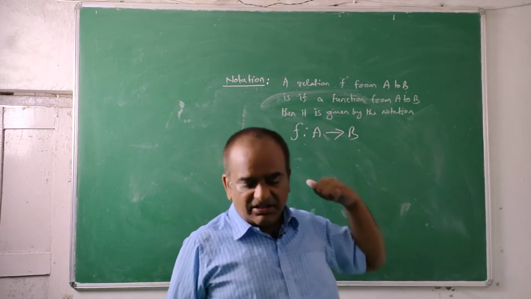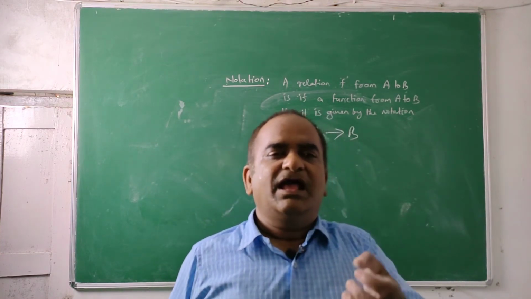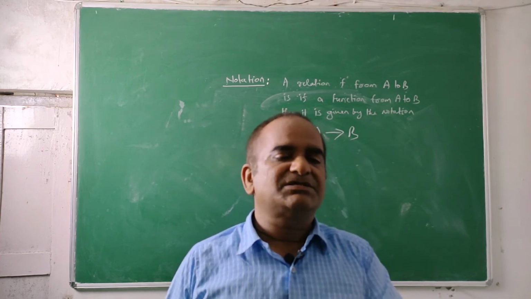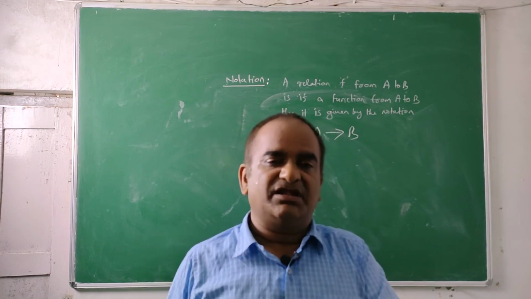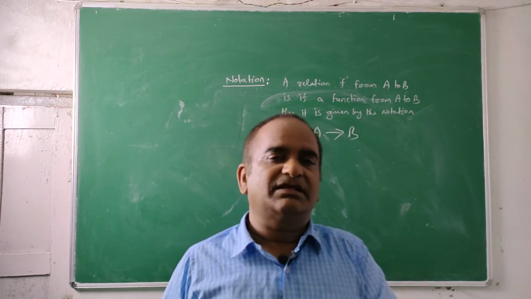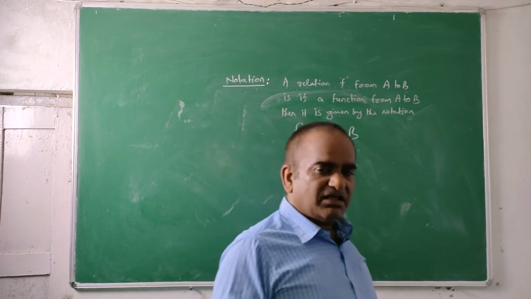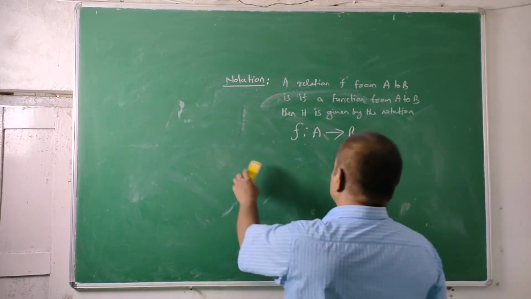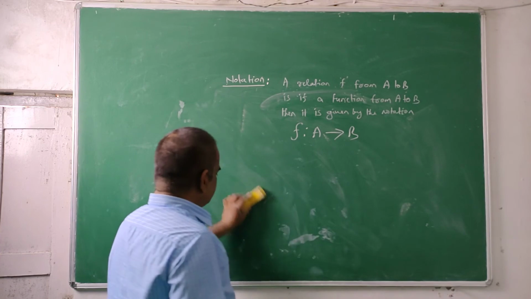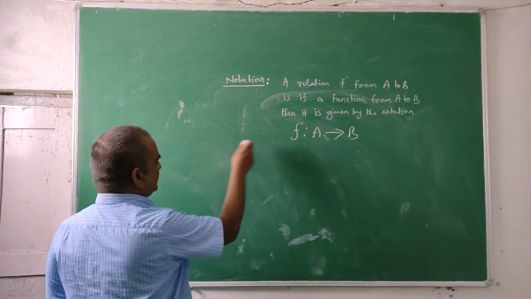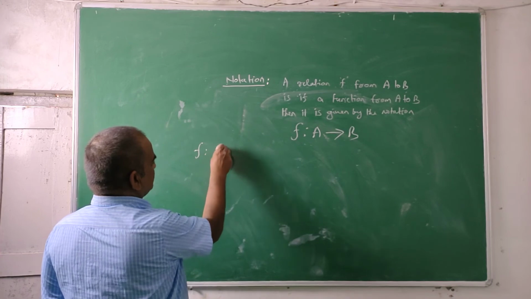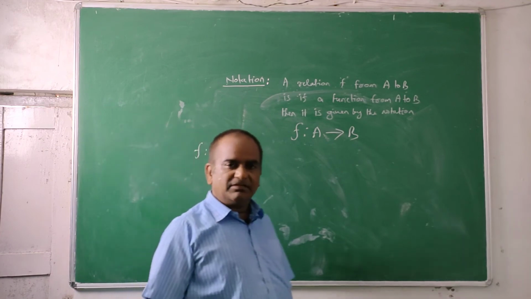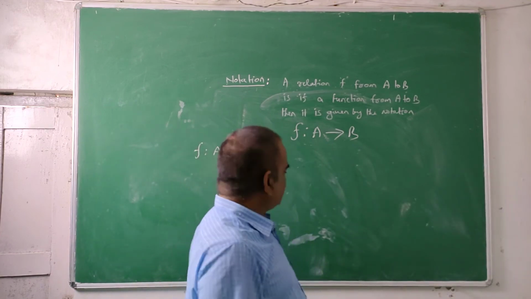And this notation you have to use only if F is a function from A to B. If it is just a relation, you should not use this notation. You are using this notation means it is a function from A to B. Understood? So now here I am giving you some important points when F maps A to B. You can see some important concepts.